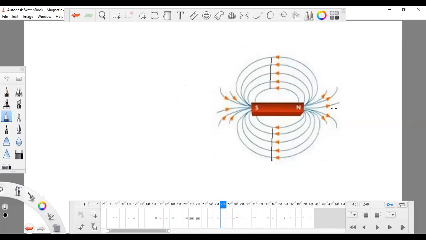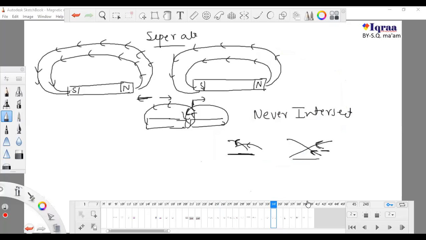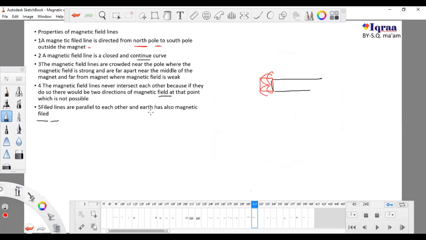But if I put another magnet here and the lines go like this, you can see something like this. This point is known as the point of intersection. It means that they should not intersect or cut each other in any case. So this is another quality of magnetic field lines: they should be parallel, but they cannot intersect each other. This is another property of magnetic field lines.